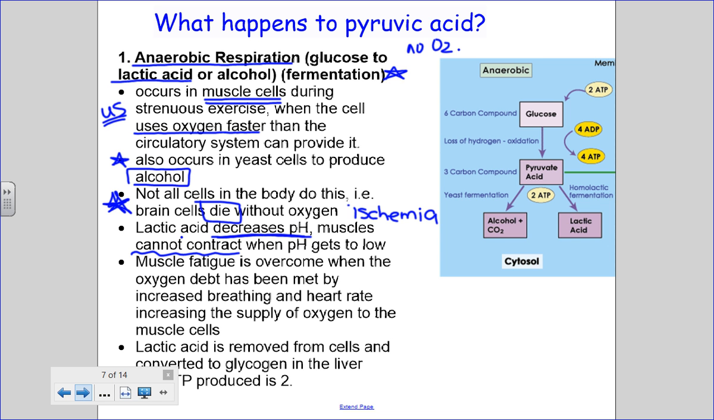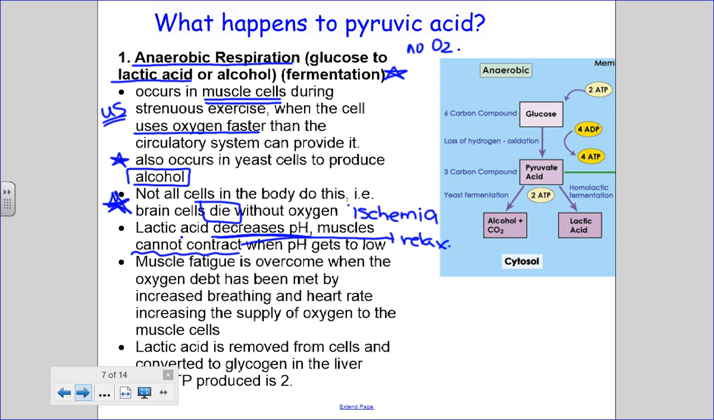And actually, I'm going to add this in. They can't contract and then relax. And so if you do not have enough oxygen, you do not have enough energy for your muscles to contract and then let go again. And this contraction that's not letting go is probably what's making your muscle hurt.